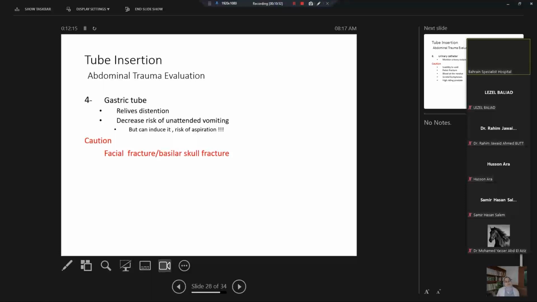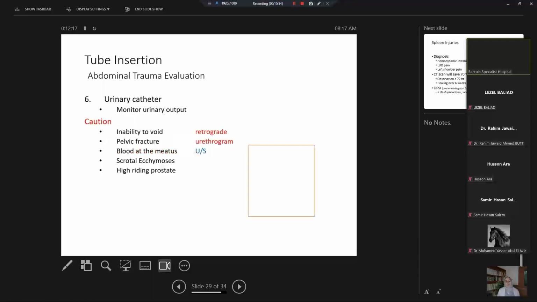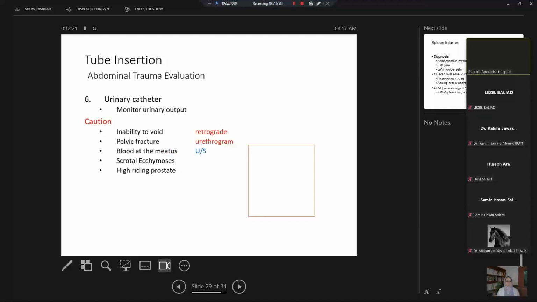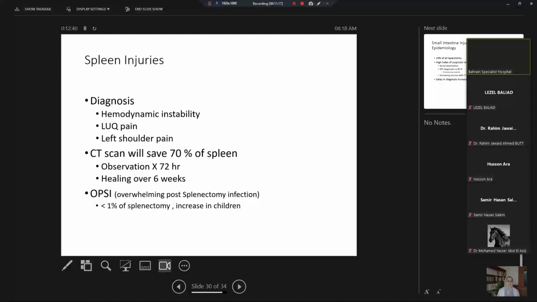We have to also take into consideration the facial fractures and basilar skull fractures. We will be inserting the urinary catheter to monitor urinary output, but also we have to take into consideration the patient's inability to void, the pelvic fracture patients having blood at the meatus, scrotal ecchymosis, and high riding prostate.